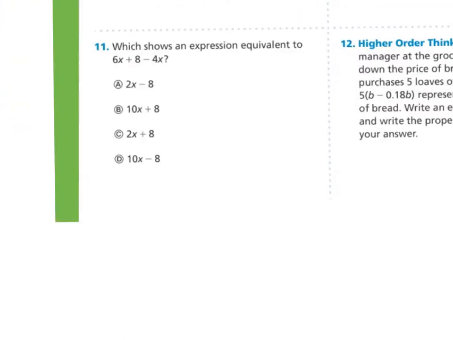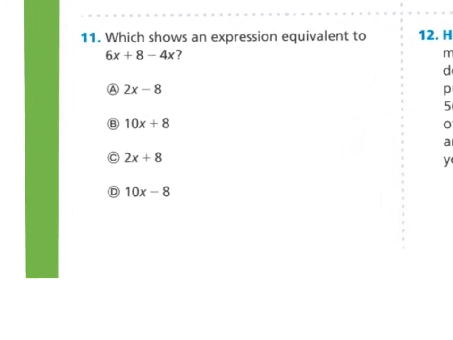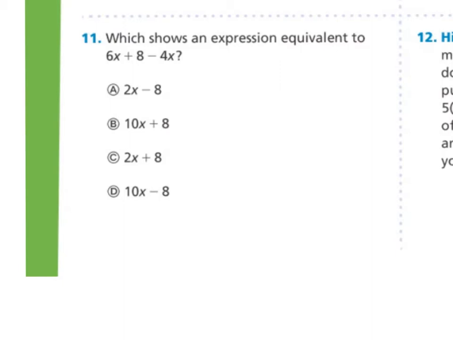Number 11 asks which shows an expression equivalent to 6x plus 8 minus 4x. If you'll notice, as you look at this, they've got it set up pretty nicely for us. All of our answer choices are simplified. In other words, we're not having anything on A, B, C, or D that would allow us still to combine like terms or allow us to distribute. Those are already simplified all the way down. What's not simplified is the part in our question there.